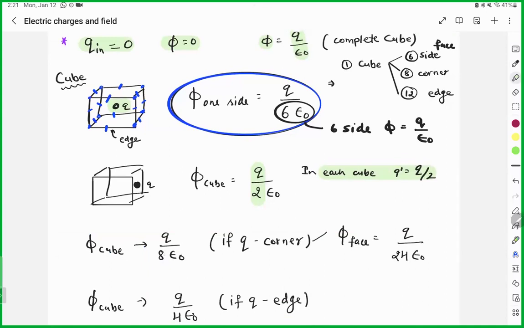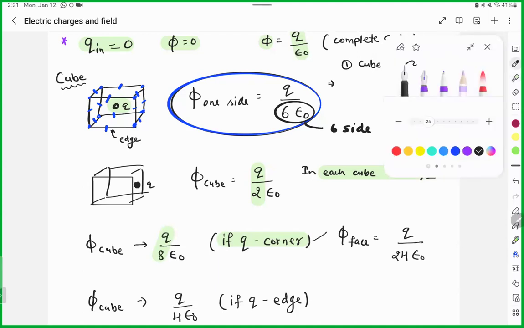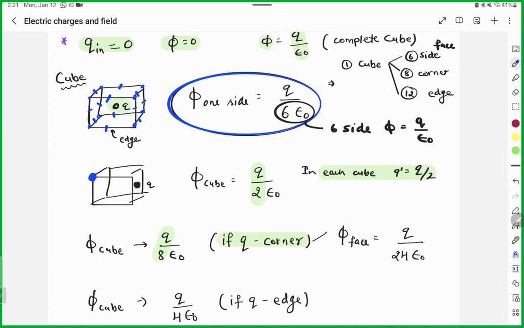Yes, sir. If you take a corner, because if charge is present at a corner, the charge contributing in one cube will be q by 8. Same reason. Here you have one charge, here you have one charge. How much is it contributing in one cube? Q by 8, because you have a total of 8 corners. Okay.